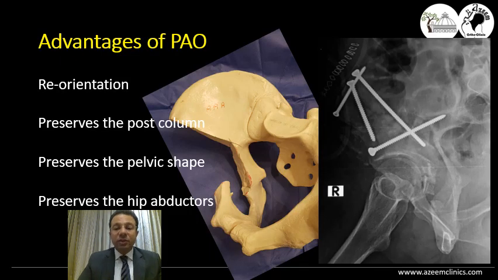So the advantages of this osteotomy: it's a reorientation osteotomy. It preserves the integrity of the posterior column and preserves the pelvic shape, especially in a female for pregnancy. And finally, it preserves the outside structures of the hip, which is the hip abductors.